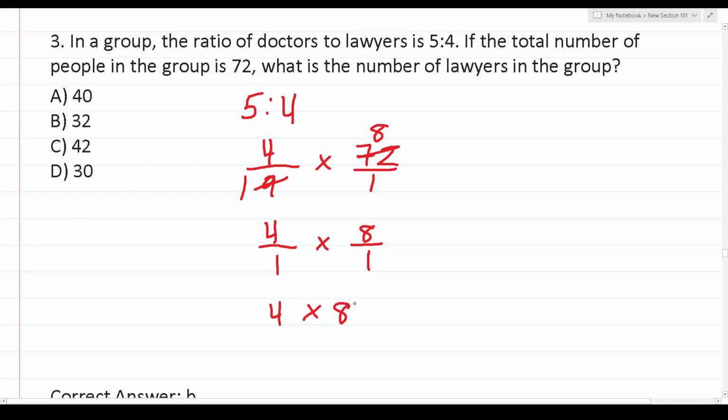So this is 4 times 8. 4 times 8 is 32. So in this group of 72 people, 32 of them are lawyers, and that's answer choice B. All right, so that's that one. Kind of a challenging problem, but not too difficult if you think your way through it.